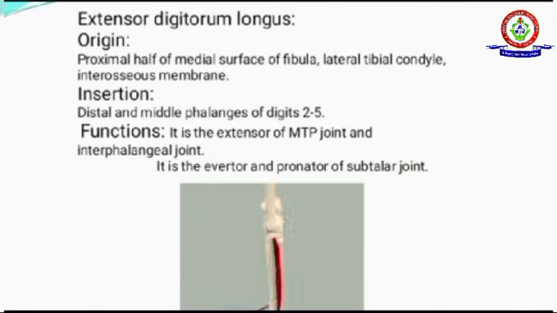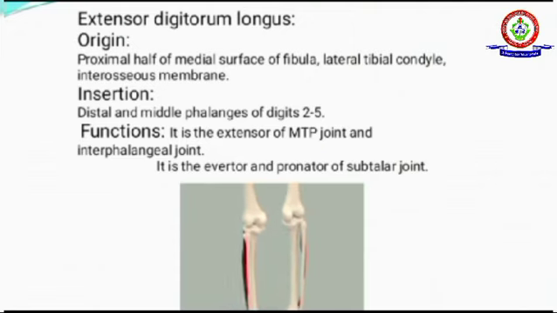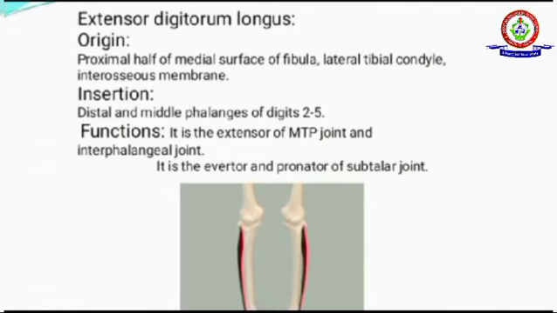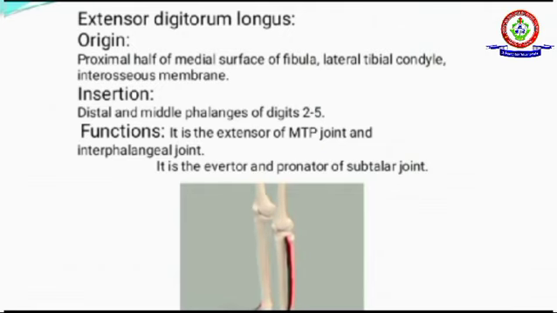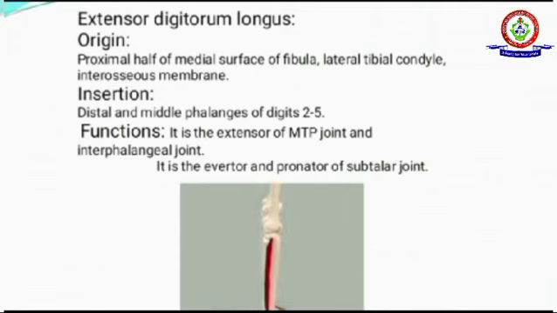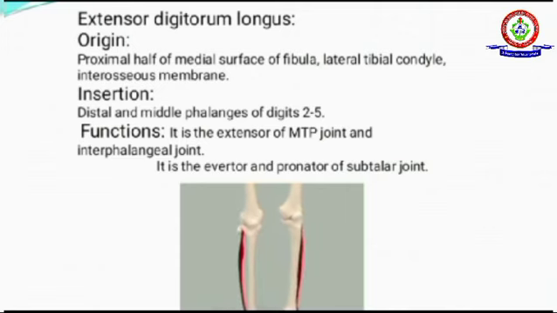Extensor digitorum longus. Origin. Proximal half of medial surface of fibula, lateral tibial condyle, interosseous membrane. Insertion. Distal and middle phalanges of digits 2 to 5. Functions. It is the extensor of MTP joint and interphalangeal joint. It is the everter and pronator of subtalar joint.